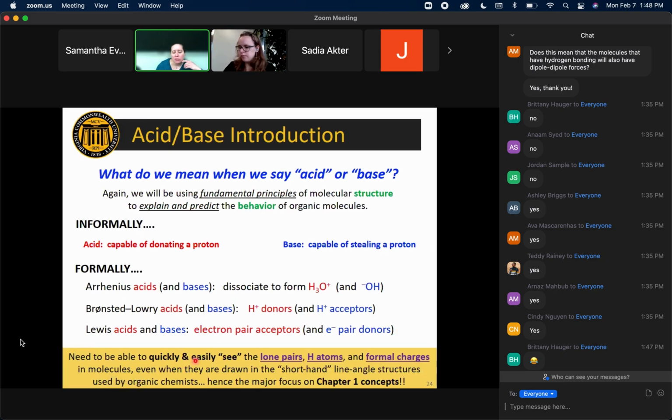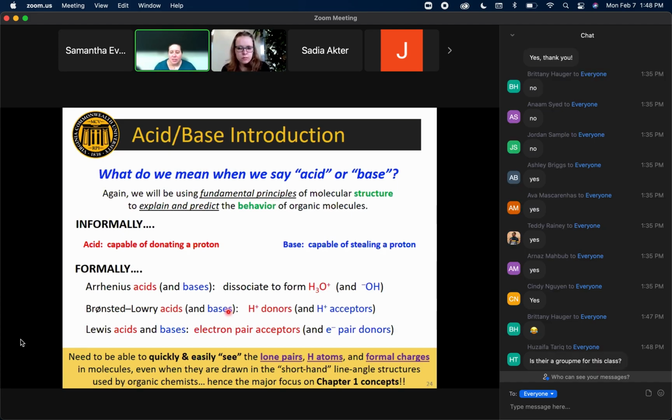I'm going to take just one pop-up here to remind you that the concepts in chapter 1 become really important here. In order to think about acid-base chemistry, and the stability or the likelihood of something to give up a proton, we need to be able to look at a molecule and very quickly and easily visualize all of the lone pairs, all of the hydrogen atoms, and all of the formal charges on that molecule, whether or not they were drawn in for us. That's why all of the work you did in chapter 1 to get to know that material comes in really handy again.